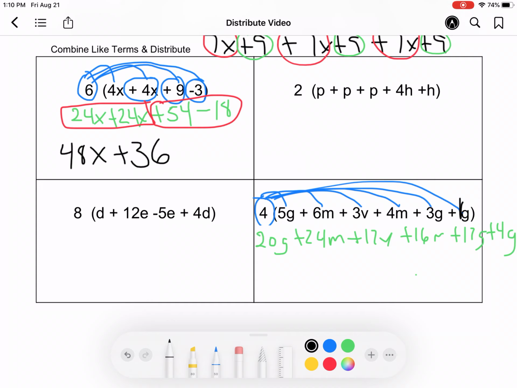Then I'm simply going to combine all my g's. 12 and 4 is 16, that's 36g, and my 20. My m's, 24 and 16, make 40m, plus 12v. And you're done. Please review the video.